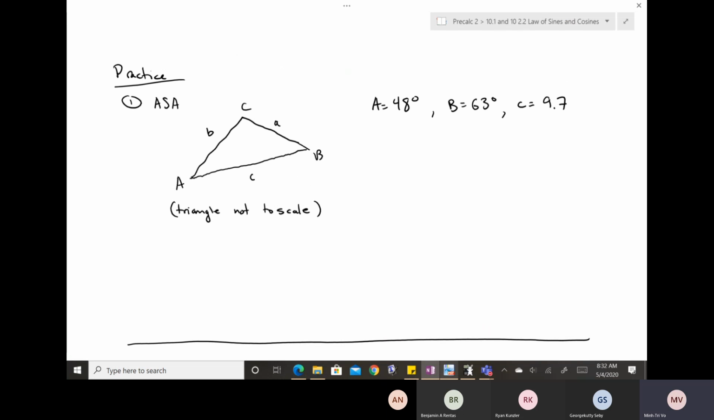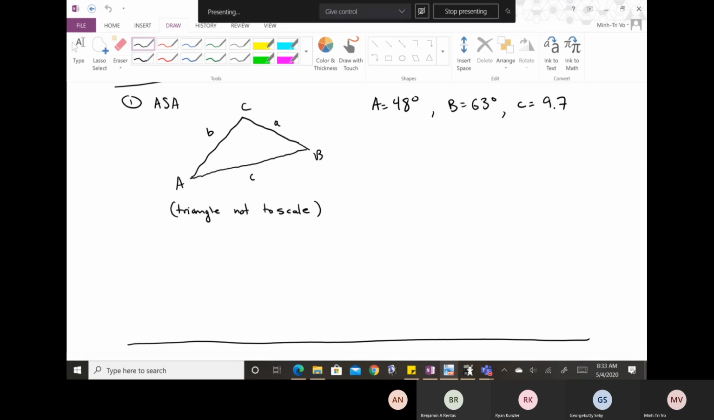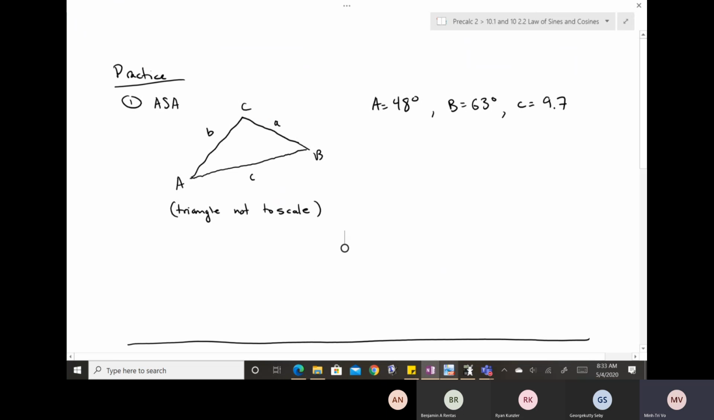Okay, so here on the next page, we have an ASA triangle, right? Because they tell you that angle A is 48 degrees, angle B is 63 degrees, side C is 9.7. So I know two angles and the side in between the two angles.